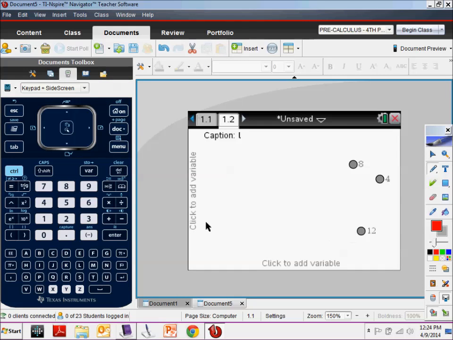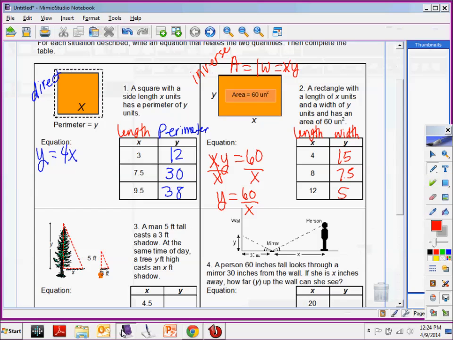Which numbers were larger? The width. So I'm going to do my y-axis first. You do the one that's smaller first. Length is the x-axis, but width is larger, because that's 15, and length only goes to 12. So I need to do my y-axis first.